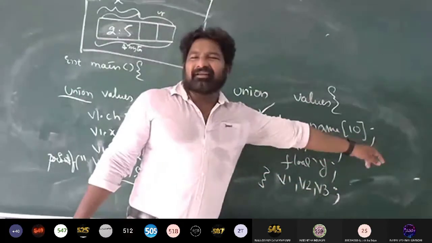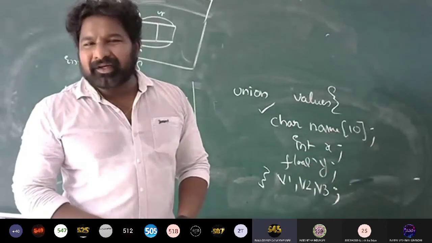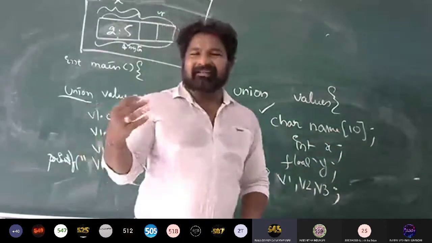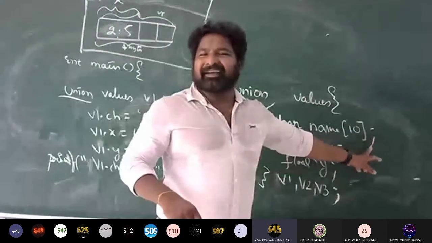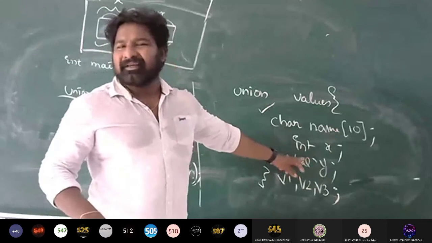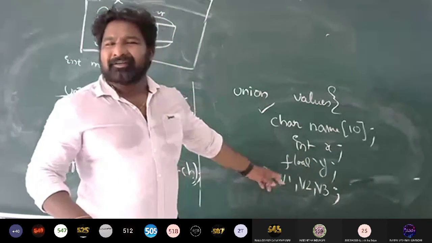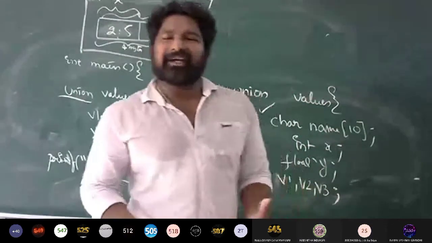Earlier, character ch was a single variable, but here name is of 10 characters. So in this case this is 10 bytes, this is 2 bytes, this is 4 bytes. So what is the maximum size? Character, 10 characters. So size of E1 is 10 bytes, right?